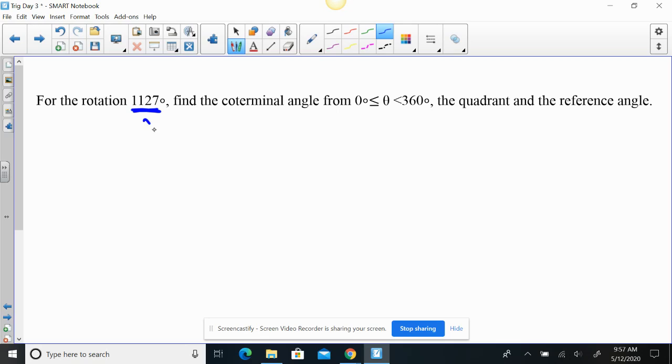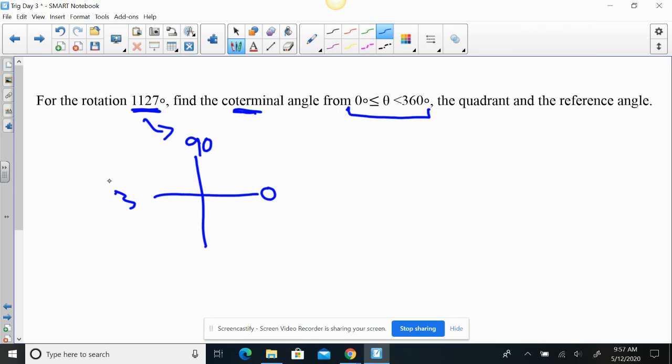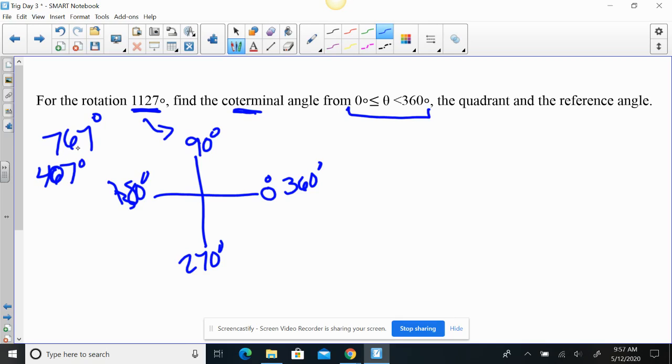1,127 degrees. Why they use such big numbers, I'm not really sure. But remember, I can find a coterminal one that easily fits between 360, because I know if this is positive, I'm going counterclockwise. Hopefully you guys got this part, that's 90, 180, 270, 360. So I probably want to go ahead and take 1,127 and subtract 360. That gives me 767. Still too big for me. I like it to be between 0 and 360. So I subtract 360 again, and I get 407.